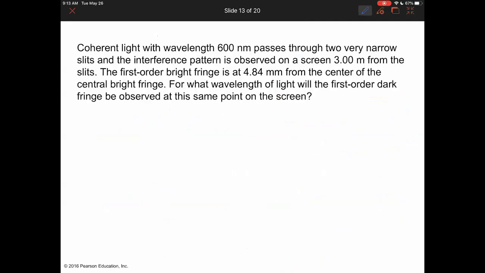Here's another example. For this one, we have a coherent light with a wavelength of 600 nanometers that now passes through two very narrow slits, and an interference pattern is observed on a screen 3 meters from the slits. The first order bright fringe is at 4.84 millimeters from the center of the central bright fringe. For what wavelength of light will the first order dark fringe be observed at this same point on the screen? All right. So what we have here is this. Basically, it tells you that you first take a two slits setup. You send 600 nanometer light.